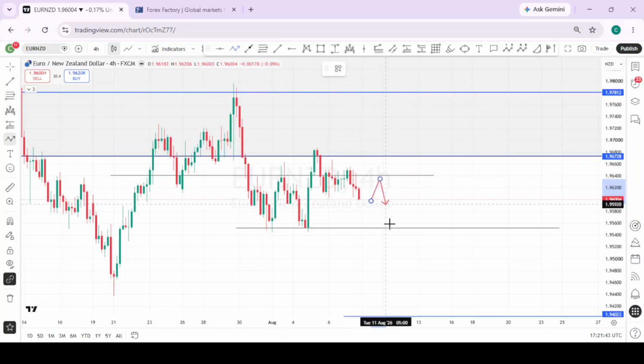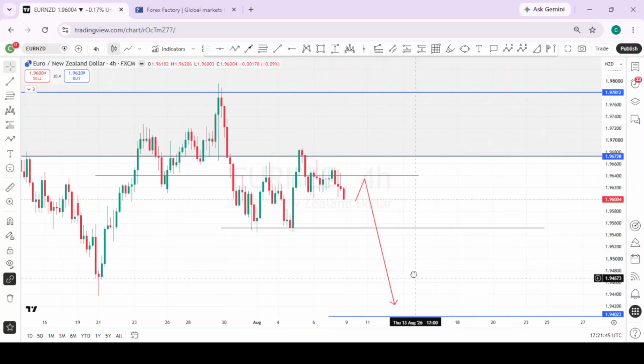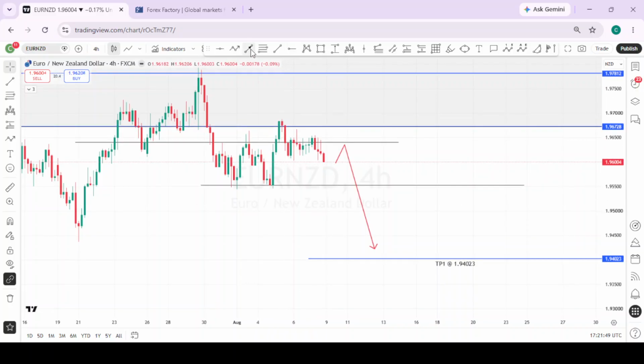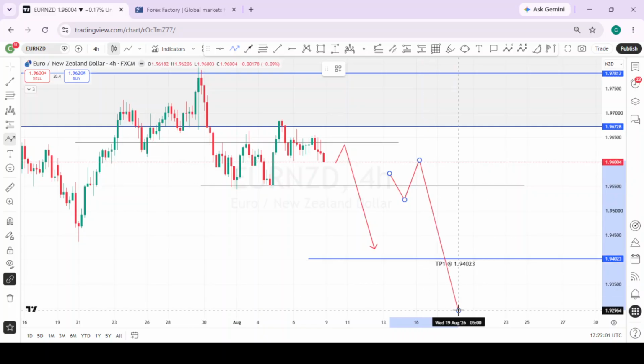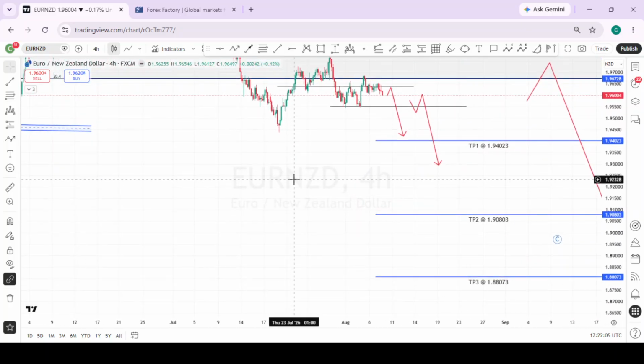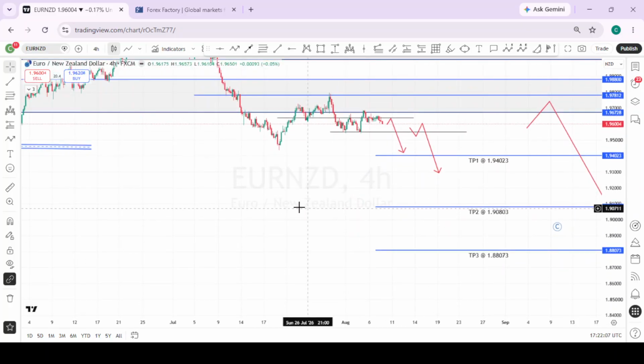EURNZD. The second scenario we have is we're going to wait for a daily candle break or a daily structural shift. So if we're able to get a daily candle shift through this daily structure point here and come for a possible lower high formation or a possible retest of the structure point, we'll look for selling opportunities to the downside to the various TPs we have down there for EURNZD.